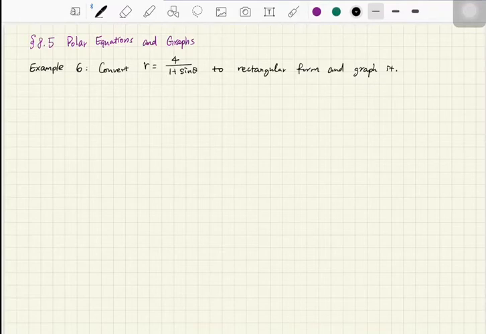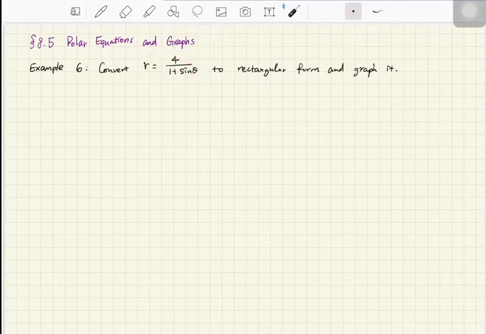However, there are problems where the graph is much easier to graph in the rectangular form because we know those shapes very well. For example, a linear line. For example, circles. For example, parabolas. So this is an example: r equals 4 over 1 plus sine of theta.